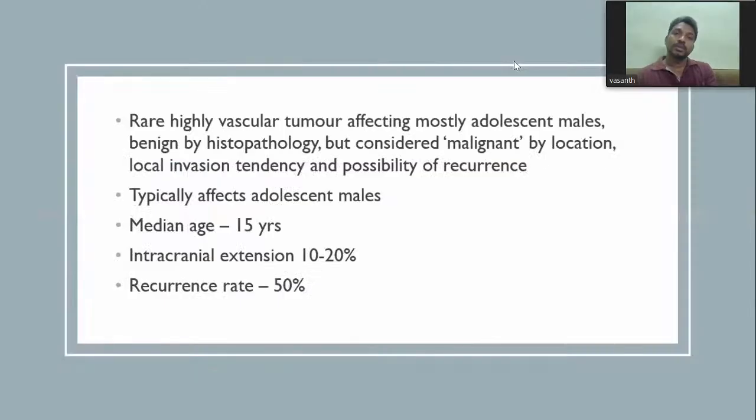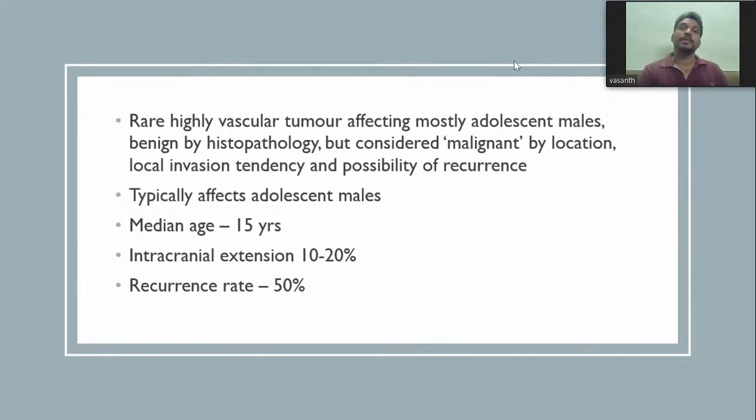So introduction: it is a rare, highly vascular tumor affecting mostly adolescent males, and it's benign by histopathology, but it is considered malignant by location, local invasion tendency, and the possibility of recurrence. So everything is a point on its own. Highly vascular tumor, bleeds on touch. The moment you touch, there's bleeding, and it affects mostly the adolescent male, the teenage male with a mass inside the nasal cavity.